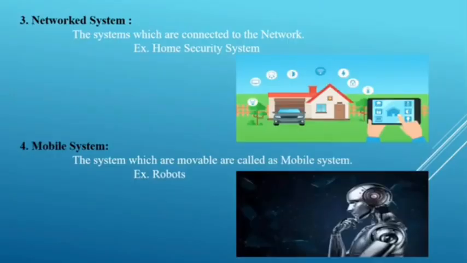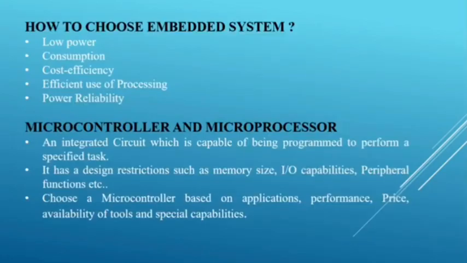The third one is the networked system, a system which is connected to a network. For example, a home security system. When we take the example of a home security system, all the security in the home is connected to a network. And the fourth one is the mobile system. Systems which are movable are called mobile systems. For example, robots. And how to choose an embedded system? Low power consumption, cost efficiency, efficient use of processing power, and reliability. These are the main concepts which we have to consider while choosing an embedded system.